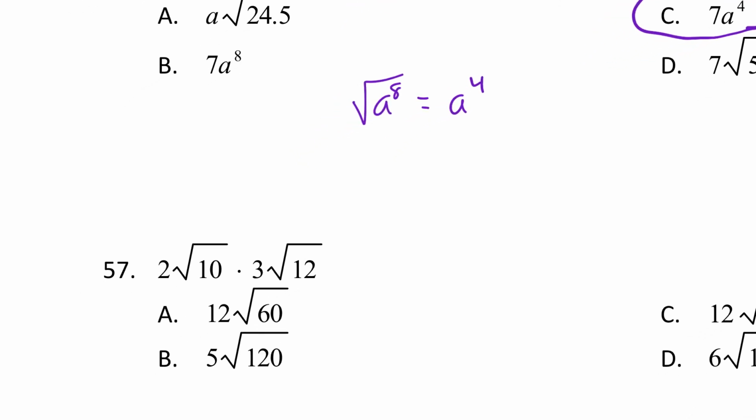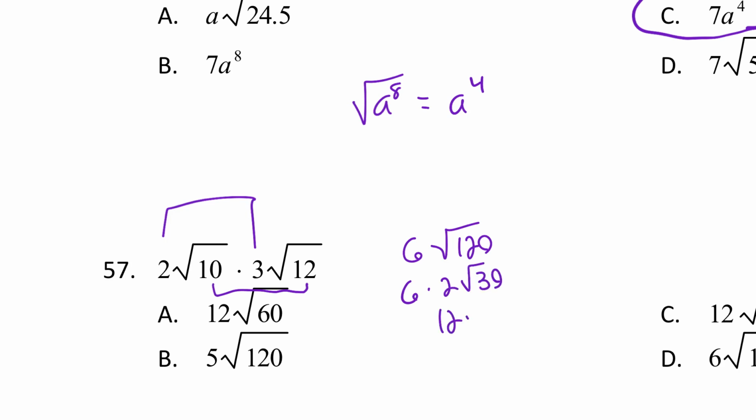Okay, the next one. These are being multiplied. We don't need like terms. Multiply the numbers on the outside. 2 times 3. That's 6. Multiply the numbers on the inside. 10 times 12. That's 120. And we already did the square root of 120. It is 2 times the square root of 30. So this is 6 times 2 times the square root of 30. And 6 times 2 is 12.